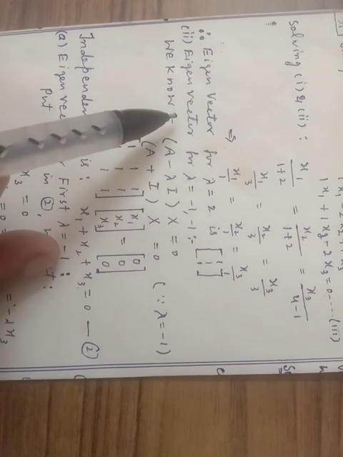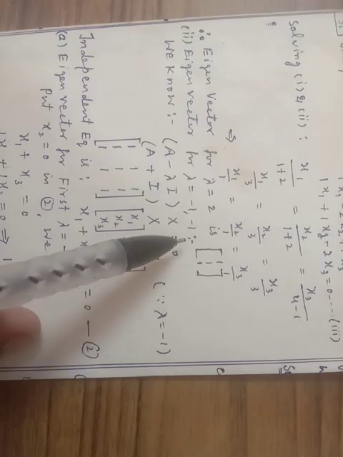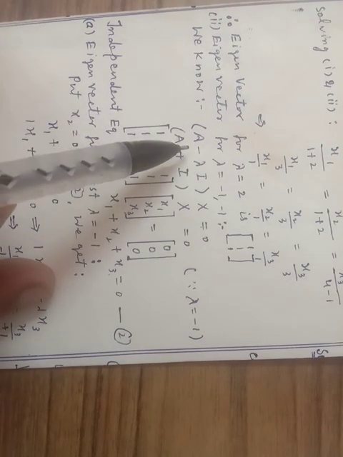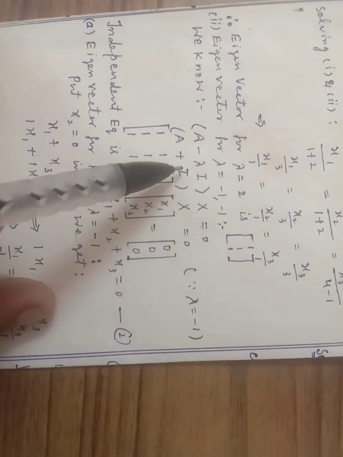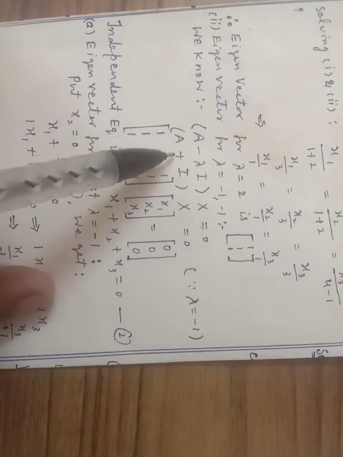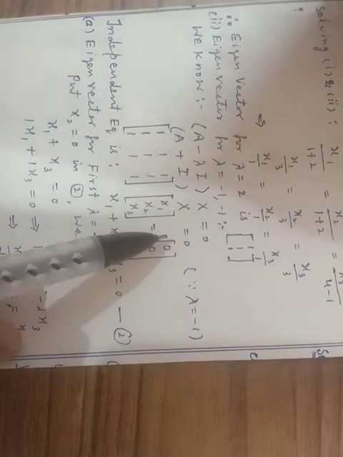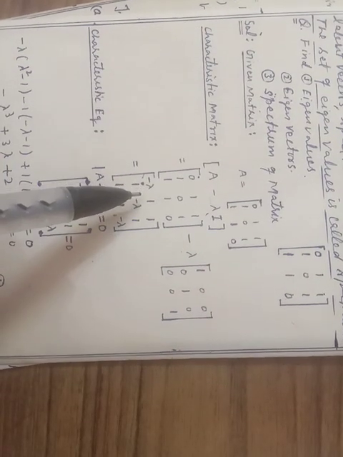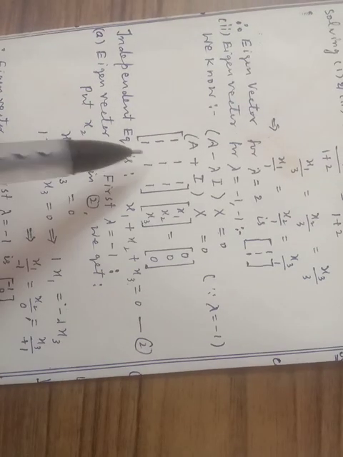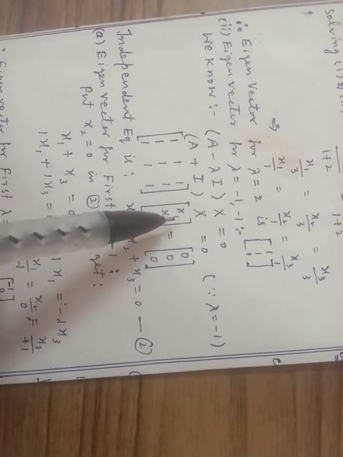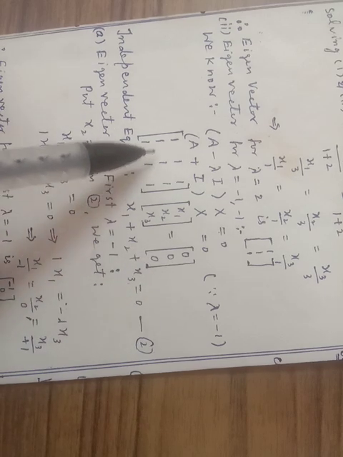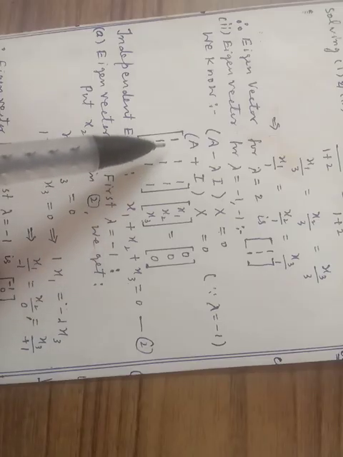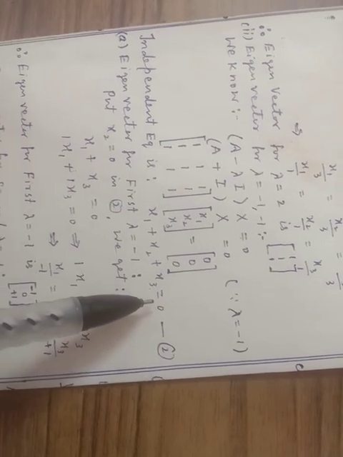Now we want to find the eigenvector for lambda equal to -1 and -1. We know (A minus lambda I) x equal to 0. So put lambda equal to -1, so minus minus plus, (A plus I) into x equal to 0. In the very same way, in this characteristic matrix, put lambda equal to -1, and we get this equation with x equal to x1 x2 x3, equal to 0. Here take only one independent equation: x1 plus x2 plus x3 equal to 0.